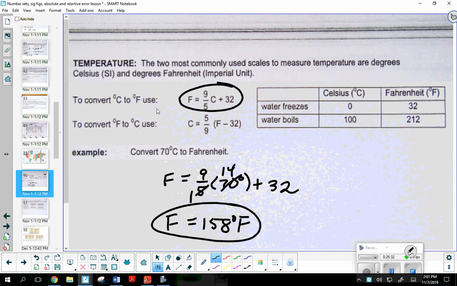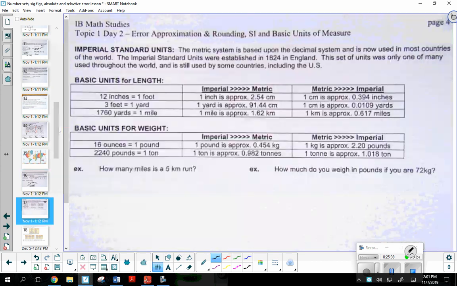Okay, and then you've got the Celsius and the Fahrenheit table over here where water freezes and boils. All that good stuff that we know from science. All right, imperial standard units. Okay, metric system. It's based upon the decimal system and is now used in most countries of the world. The imperial standard units were established in 1824 in England. This set of units was only one of many used throughout the world and is still used by some countries, including the U.S. Okay, so you have all kinds of conversions for length, for weight.